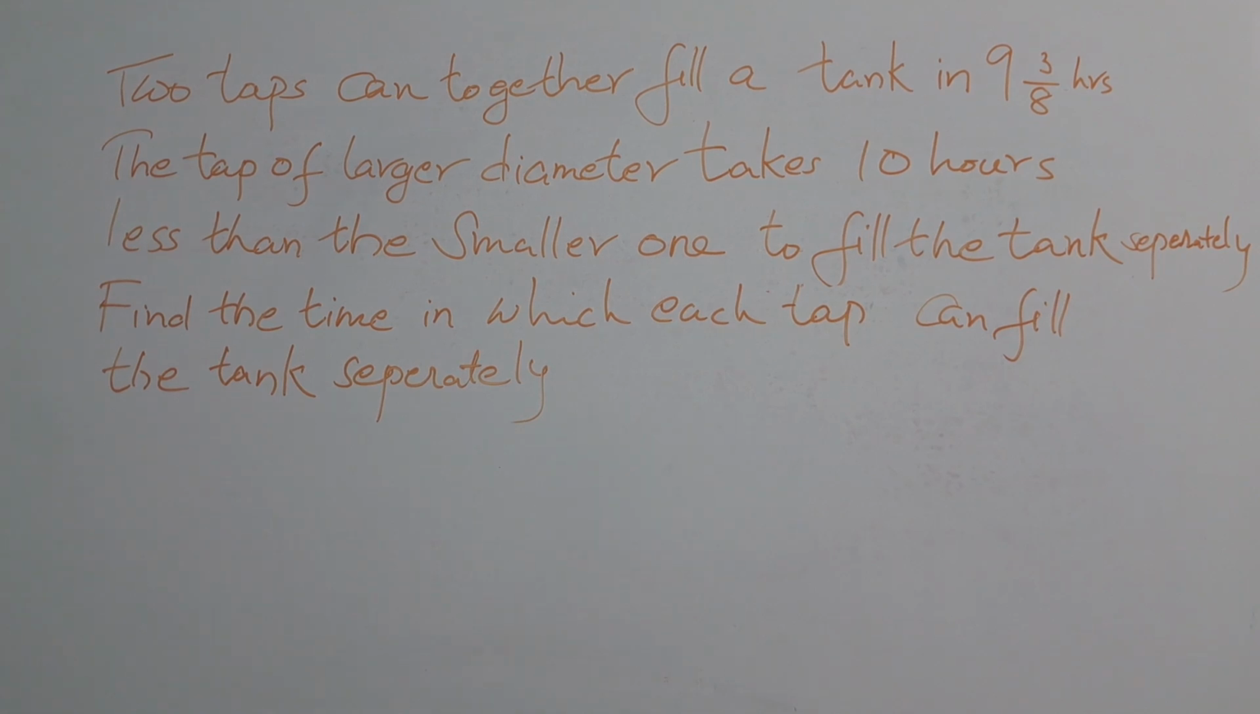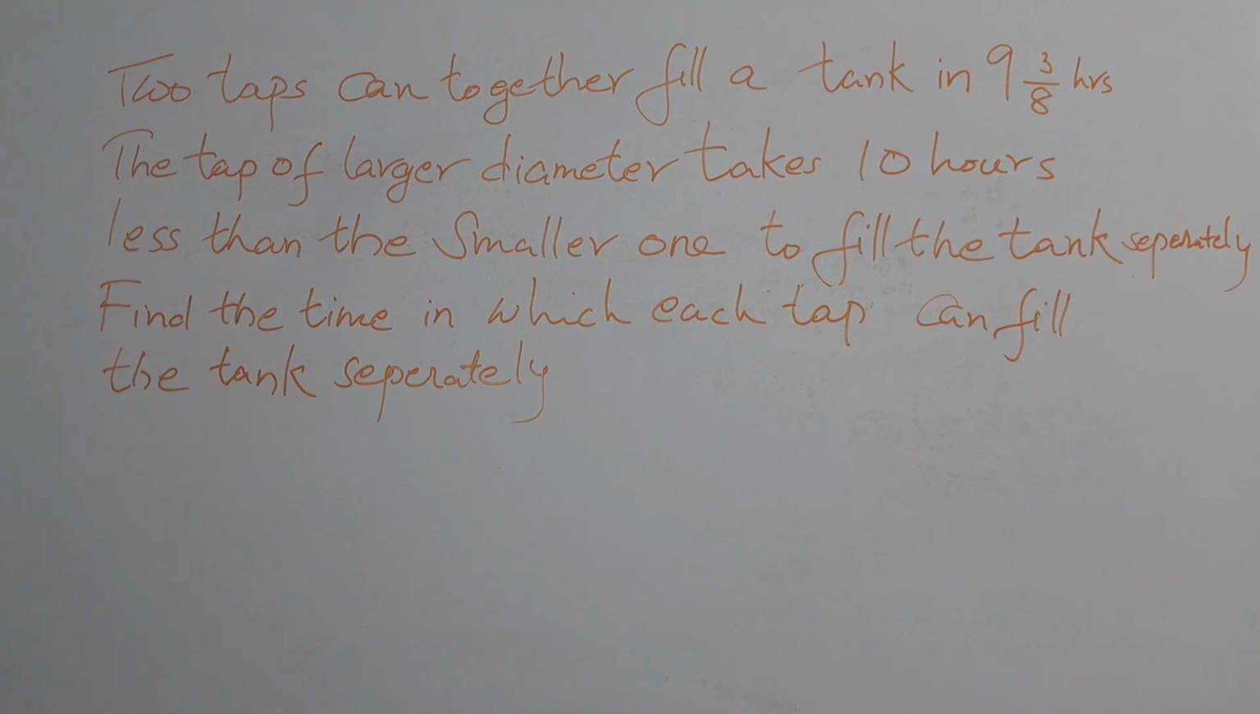Let's answer this question. Two taps can together fill a tank in 9 and 3 by 8 hours. The tap of the larger diameter takes 10 hours less than the smaller one to fill the tank separately. That means if the larger tap alone is used to fill the tank, and if the smaller tap alone is used to fill the tank, the time difference is 10 hours. Find the time in which each tap can fill the tank separately.